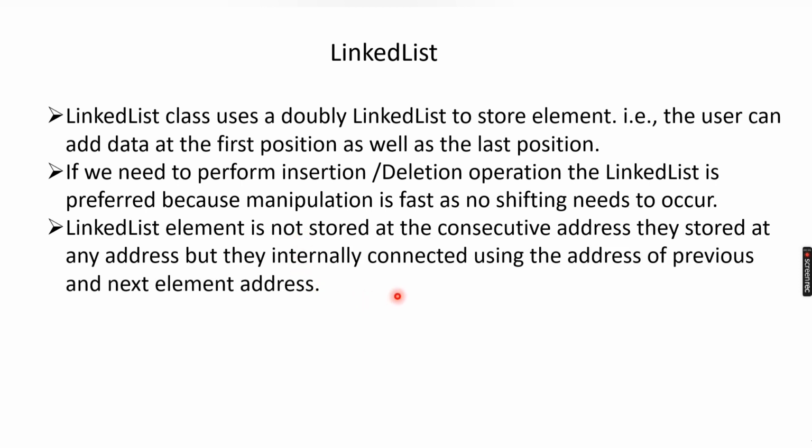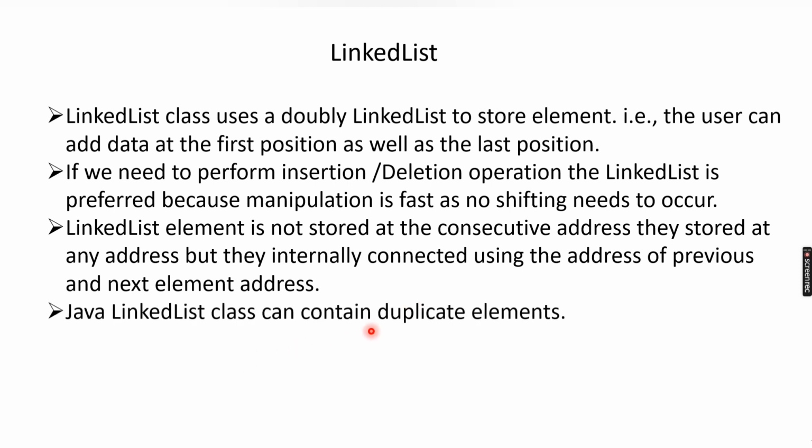Linked list elements are not stored at consecutive addresses. They are stored at any address, but they are internally connected using the address of the previous and the next element. So in the linked list, the elements are stored at any address, but they are internally connected with the address of the previous and the next element.